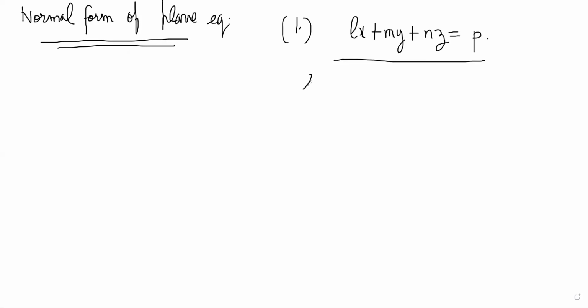The first form of plane equation that we will see is your normal form of plane equation. And we will see several different forms of plane equation. It is similar to how we see several different forms of line equations in 2D coordinate geometry. So normal form of plane equation is this: lx plus my plus nz is equal to p. Here l, m, n are direction cosines of the normal to the plane.